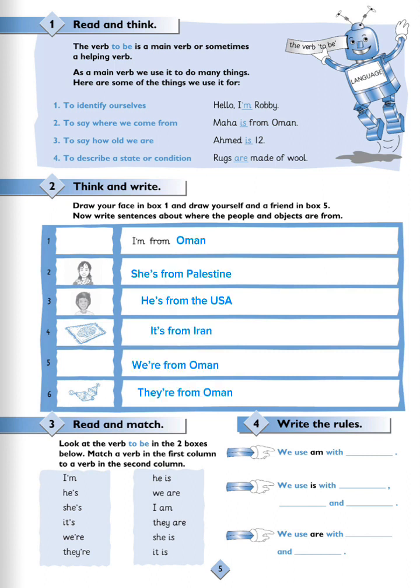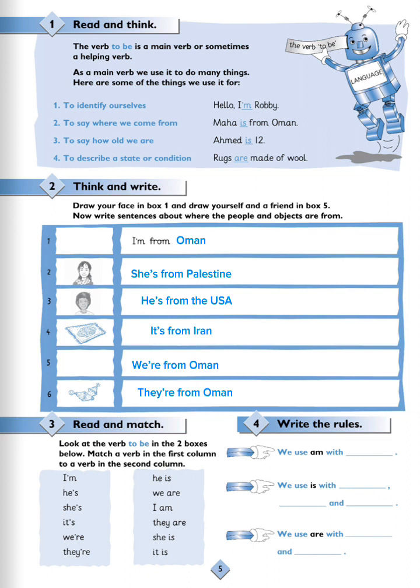I'm from Oman. Number 2, she's from Palestine. Number 3, he's from the USA. Number 4, it's from Iran. Number 5, we are from Oman. Number 6, they are from Oman.